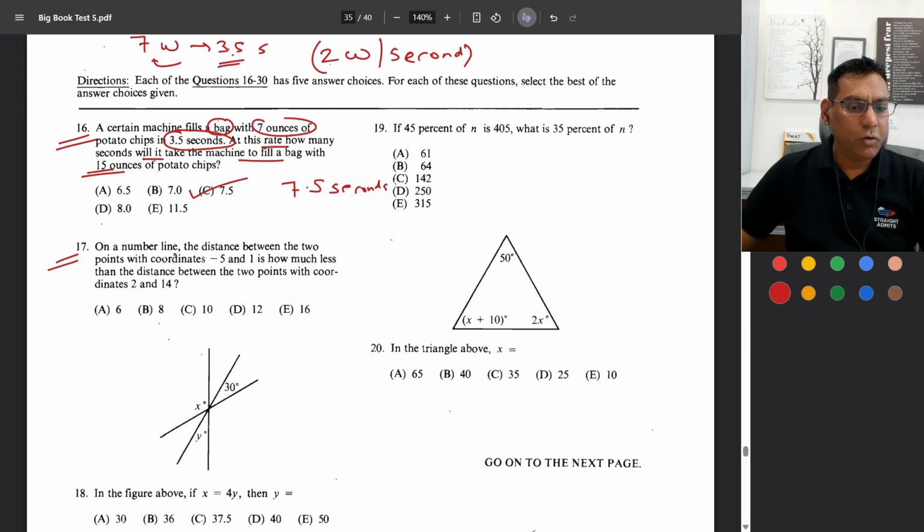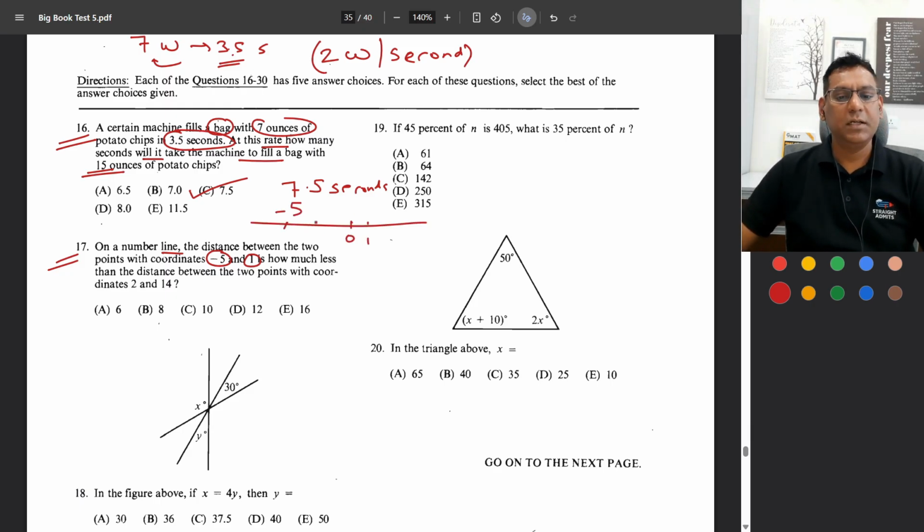Question 17. On a number line, the distance between 2 points with coordinates -5 and 1. Okay, so -5 is here, 0 is here, 1 is here. What is the distance? The distance is 5 units here and 1 unit here, so that distance is 6.